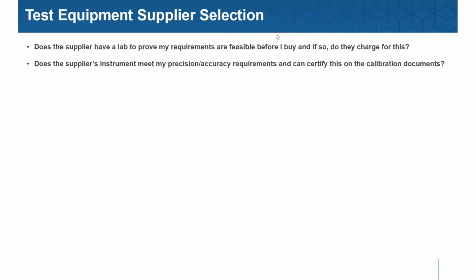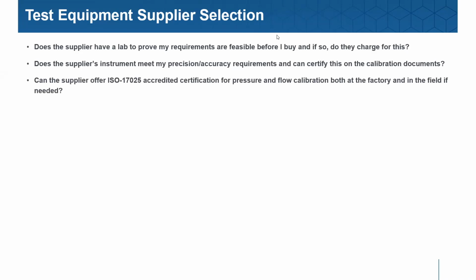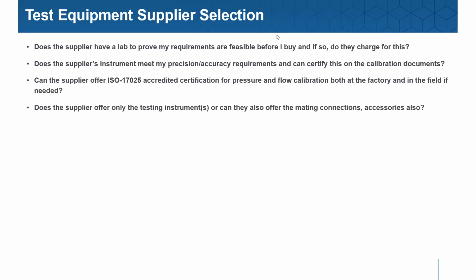We have had many customers come to us because they've selected something that is incapable of achieving their final true accuracy specs. And at that point, they're starting over again working with us versus buying the right thing the first time. And can they certify those pressure, precision, and accuracy elements on their calibration documents? Is the supplier capable of providing ISO 17025 accreditation, not only for leak and flow standards, but for the pressure and the flow calibrations that they do at the factory or even potentially in the field?